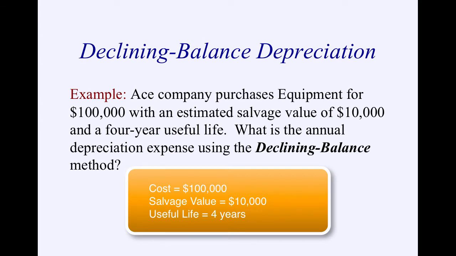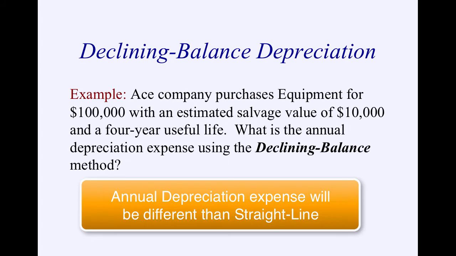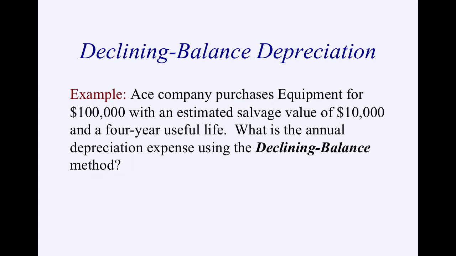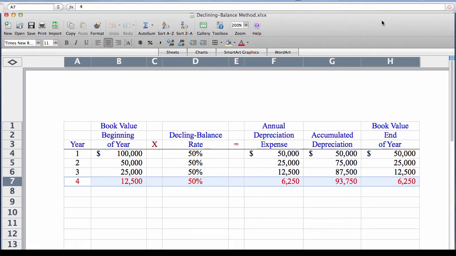Let's look at the same example that we looked at previously, but this time let's calculate depreciation using the declining balance method. You will notice that the annual depreciation expense under this method will be different than the straight line method. This is because a different formula is used. However, the same amount of depreciation will be recognized over the asset's life. This is the asset's depreciable cost.